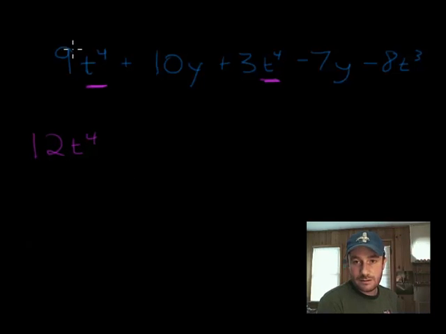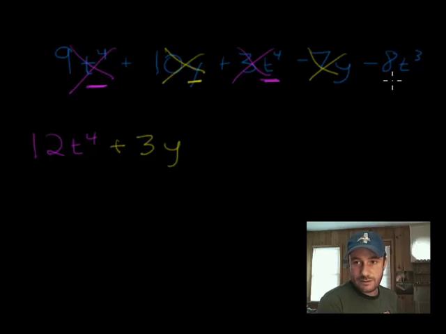Okay? So we've got those. Let's cross that off. I'm going to use another different color. Let's see, we got y. Are there any other y's here? Yes. Negative 7y. So we have 10y, negative 7y. If you combine those, you get positive 3y, right? Because positive 10y, negative 7y equals positive 3y. So we can cross those out.